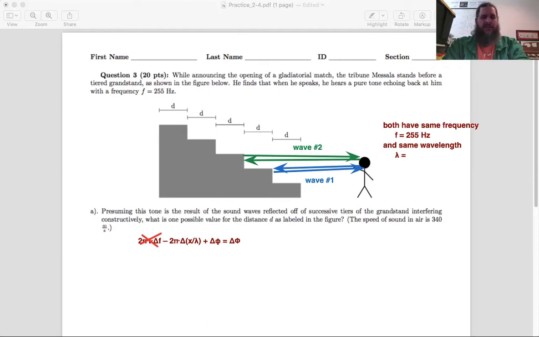And then frequency, 255 hertz, which is 1/seconds. So we divide those, and that'll give us the wavelength. 340 divided by 255 is 1 1/3. The seconds cancel out, so we just get meters, or we could say 4/3 meters. So that's the wavelength, 4/3 meters. Any questions on that so far?